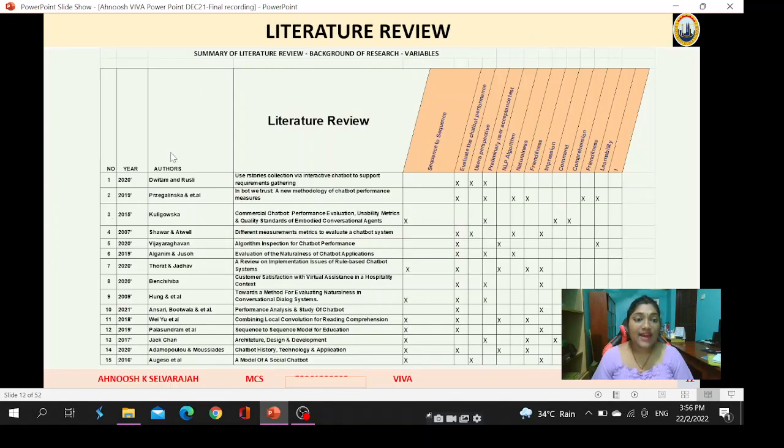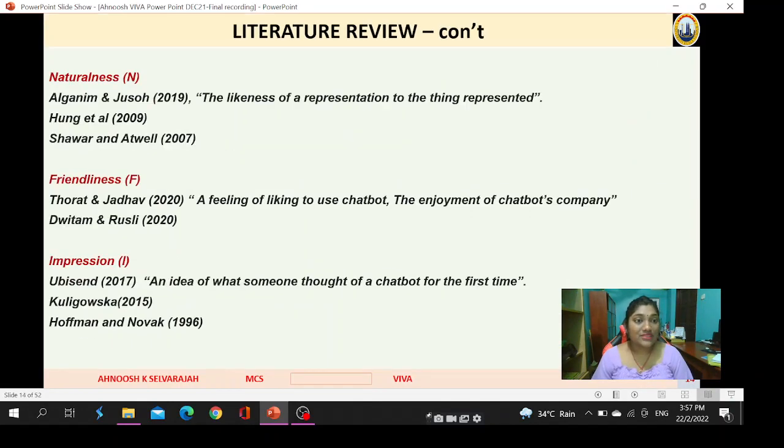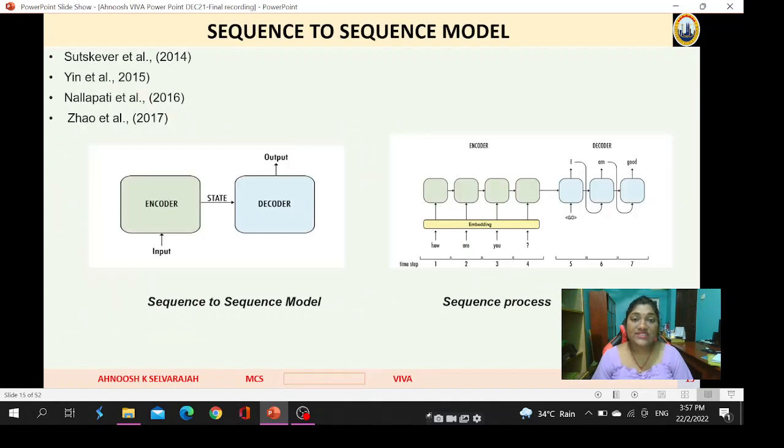These are the articles that I have read for this dissertation. There are many, but I can only put 15 here. Mostly they are in my thesis. Those are the variables being supported by the authors. The sequence to sequence model is the model that I'm using.